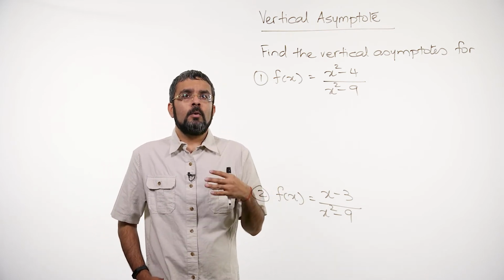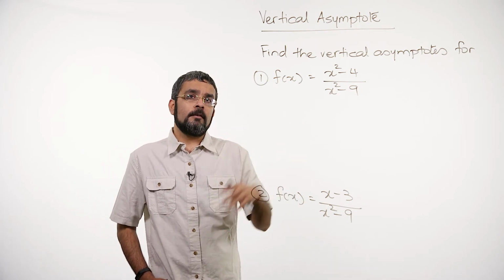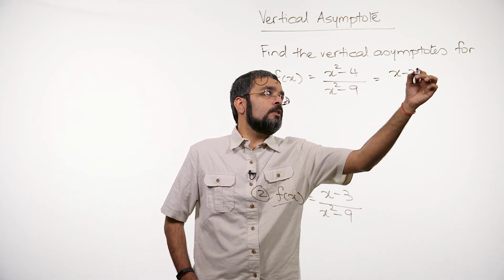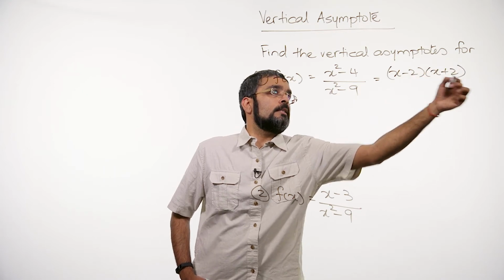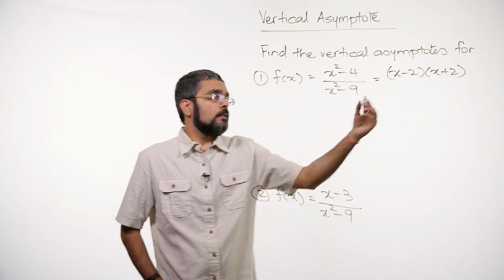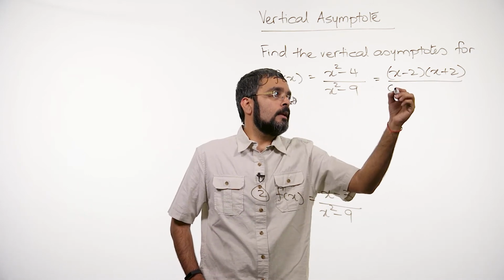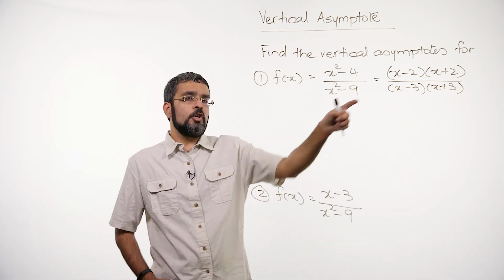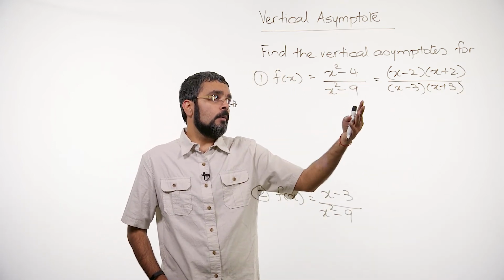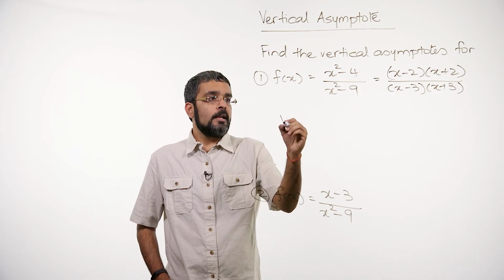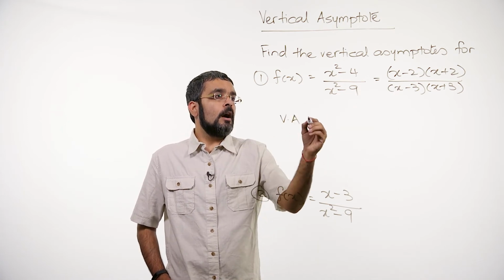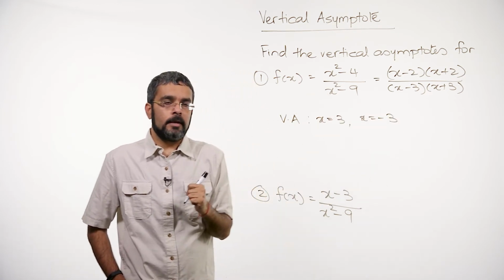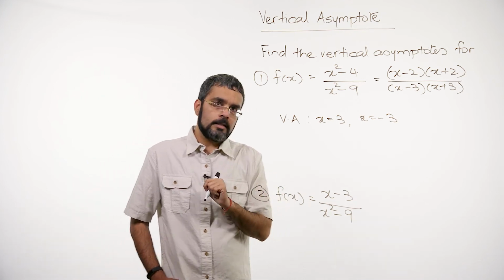The first thing you want to do when you're trying to find vertical asymptotes is go ahead and factor the function if possible, right? So I'm going to factor the numerator, and I can write this as x minus 2 times x plus 2, right? Because this is a difference of two squares. And again, the denominator itself is a difference of two squares, so I can write that as x minus 3 times x plus 3. Now we note that the numerator and the denominator have nothing in common, right? There are no common factors, so my vertical asymptotes for this function are the lines x equals 3 and x equals negative 3. Okay?